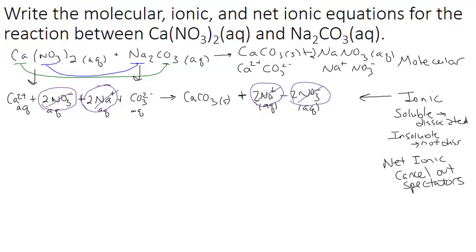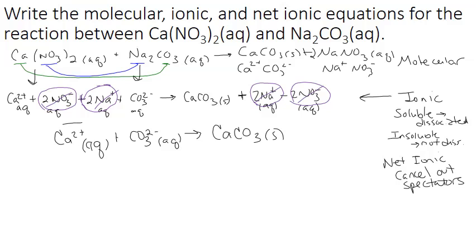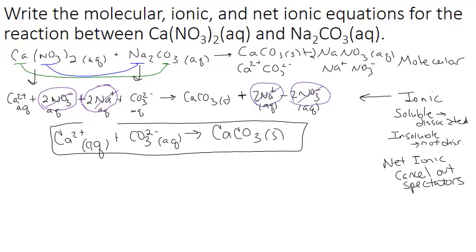And so what we would write down as our net ionic equation is a calcium ion and a carbonate ion going to make a solid precipitate of calcium carbonate. And that would be your net ionic equation.